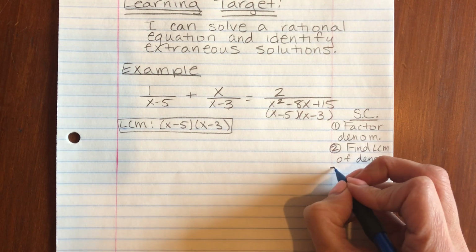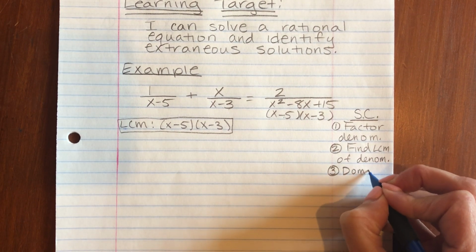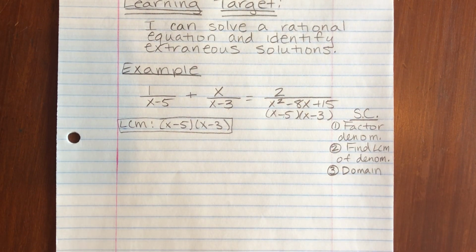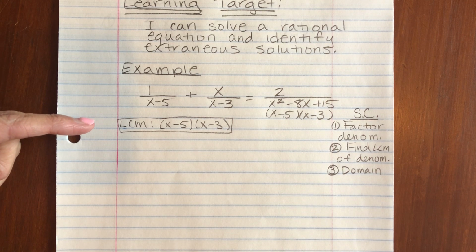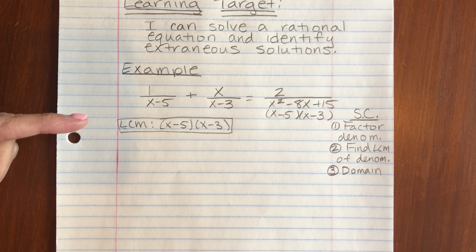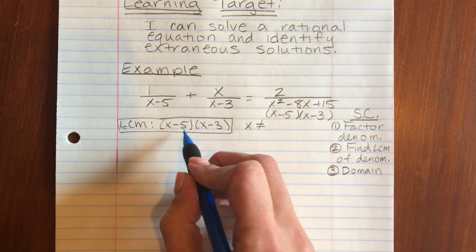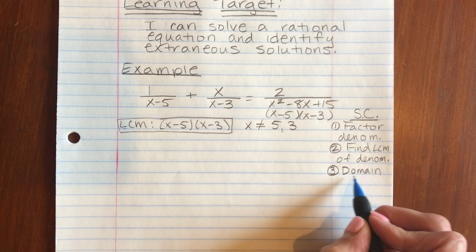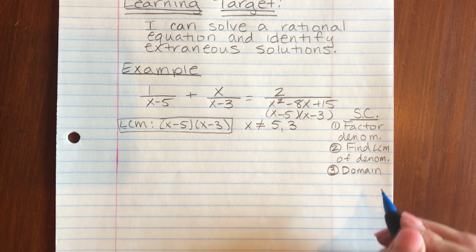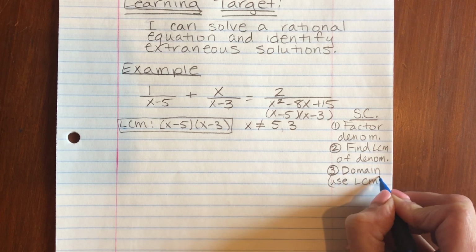Now, step 3, we're actually going to find the domain at this point, because the domain comes from the LCM. So you might as well just get it out of the way. What is the domain? What is the restriction on x? X cannot be 5 or 3. Okay, so domain, so use LCM for the domain there.